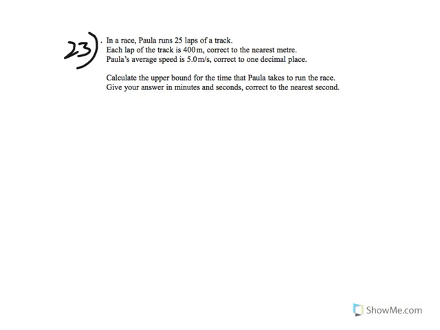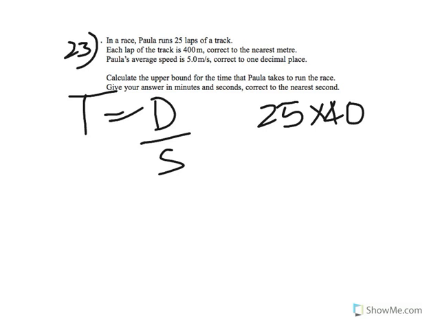Now, if you were just asked to calculate the time it takes Paula to run the race, I hope you know that speed is equal to distance over time, so time is equal to distance over speed. So you would calculate 25 times 400, because she does 25 laps of a 400 meter track, divided by the speed, which is 5. This would be the normal way you do it.